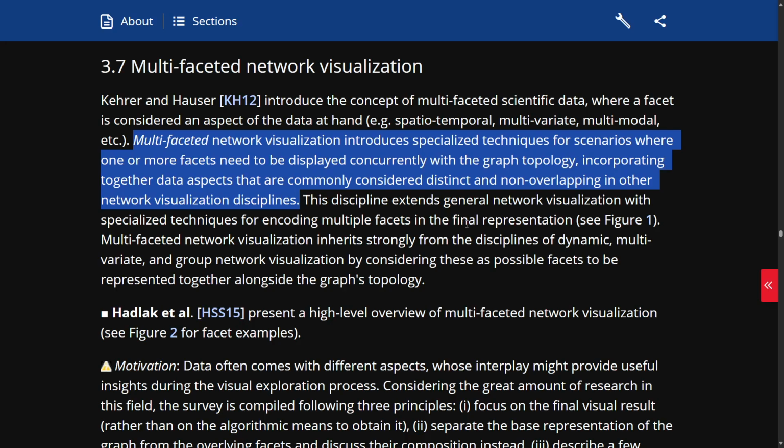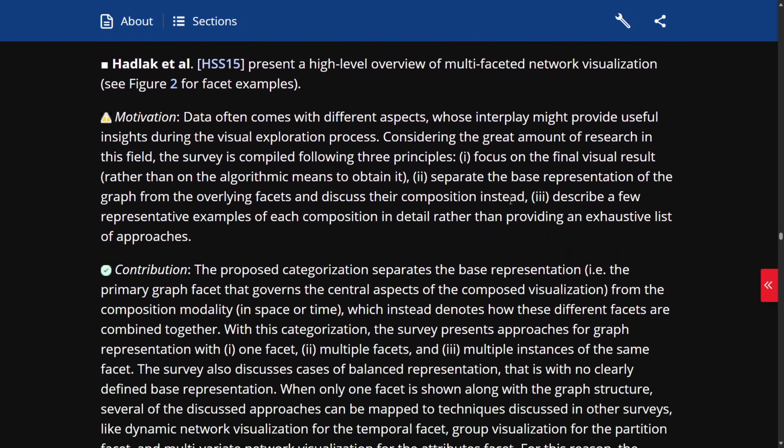This discipline extends general network visualization with specialized techniques for encoding multiple facets in the final representation. See Figure 1. Multifaceted network visualization inherits strongly from the disciplines of dynamic, multivariate, and group network visualization by considering these as possible facets to be represented together alongside the graph's topology. Hadlack et al., HSS 15, present a high-level overview of multifaceted network visualization. See Figure 2 for facet examples.